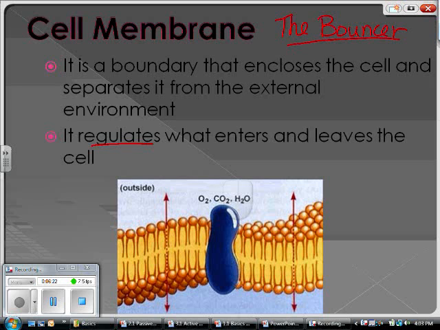So, if the cell membrane is a bouncer, then I like to think of these 3 molecules right here, oxygen, carbon dioxide, and water, as the club VIP, right? These are the VIP. They get to come and go however they please. The bouncer can't control them. The bouncer can't say, no, you can't come in, no, you can't leave. They're so important that they can just pass right on by the bouncer. The bouncer can't do anything about them.